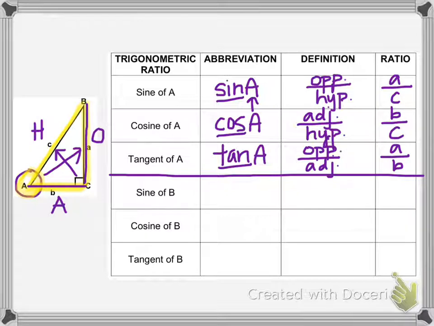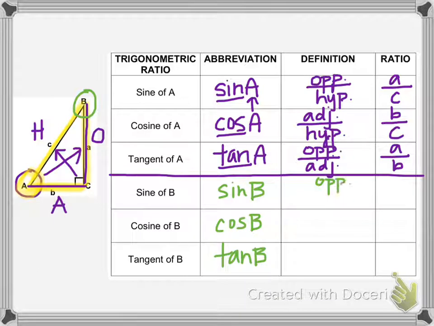Now we're going to go ahead and switch to angle B. So I'm going to use green for these. So kind of ignore all of the purple. We're going to focus on green. So the abbreviation of sine of B, cosine of B, and tangent of B is going to look a lot like it was up here. The definitions are still the same. Opposite over hypotenuse for sine, adjacent over hypotenuse for cosine, and opposite over adjacent for tangent.